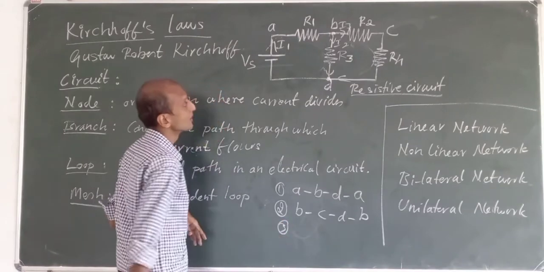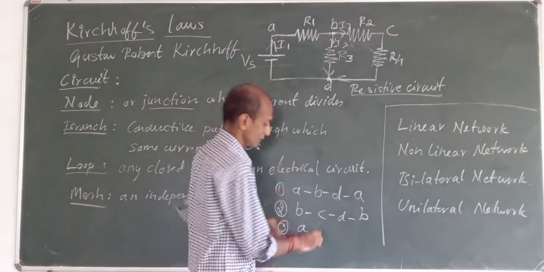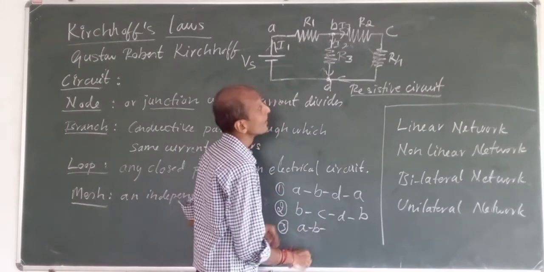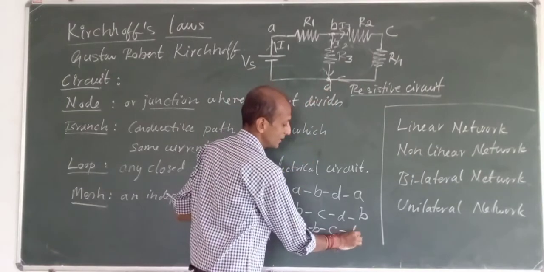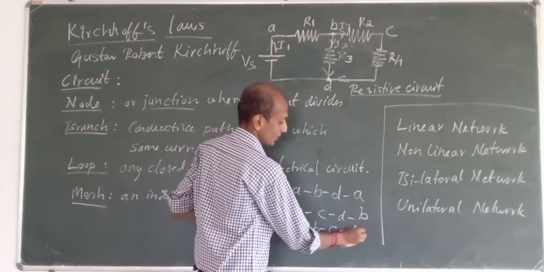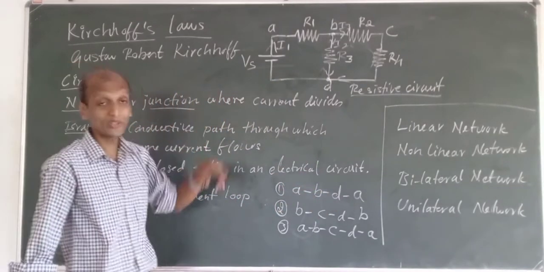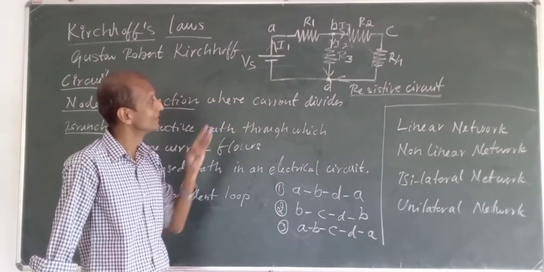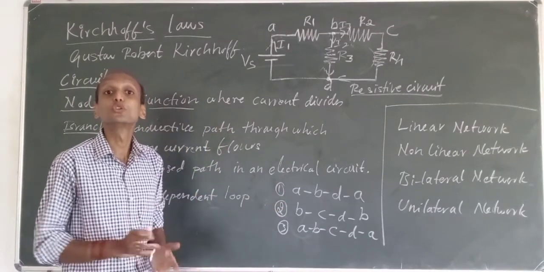And the third loop I can make out is starting from A, going to B, and going to point C, and later on I can come to D, and from D I can go back to A. Likewise I can have 3 loops. Fine? So in this resistor network given, I can make out 3 loops.